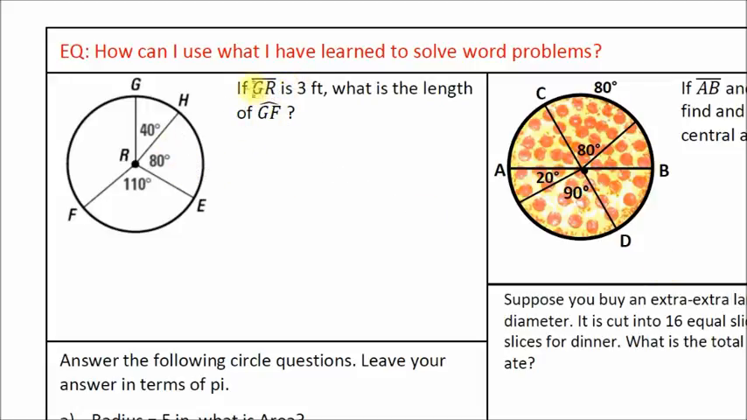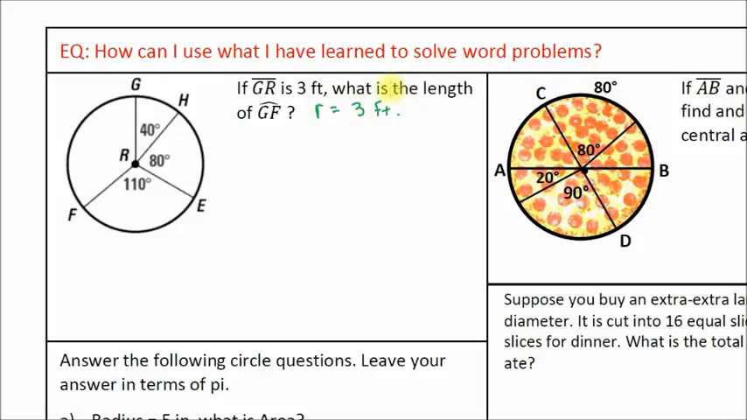If segment GR is 3 feet, what is the length of arc GF? What is the length of arc GF? Well, GR is 3 feet. Class, that's a radius. That's from the center of the circle to a point on the circle. So that means we know that the radius is equal to 3 feet.